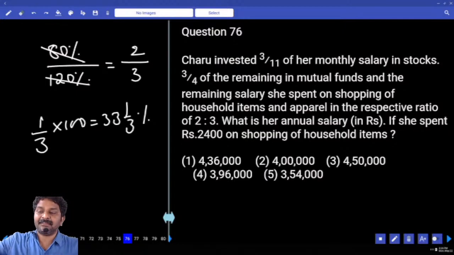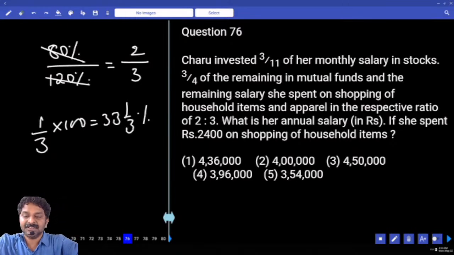Charu invested 3/11 of her monthly salary in stocks, 3/4 of the remaining in mutual fund, and the remaining salary she invested on shopping of household item and apparel in the ratio 2:3. What is her annual salary if she spent 2,400 on shopping of household items?